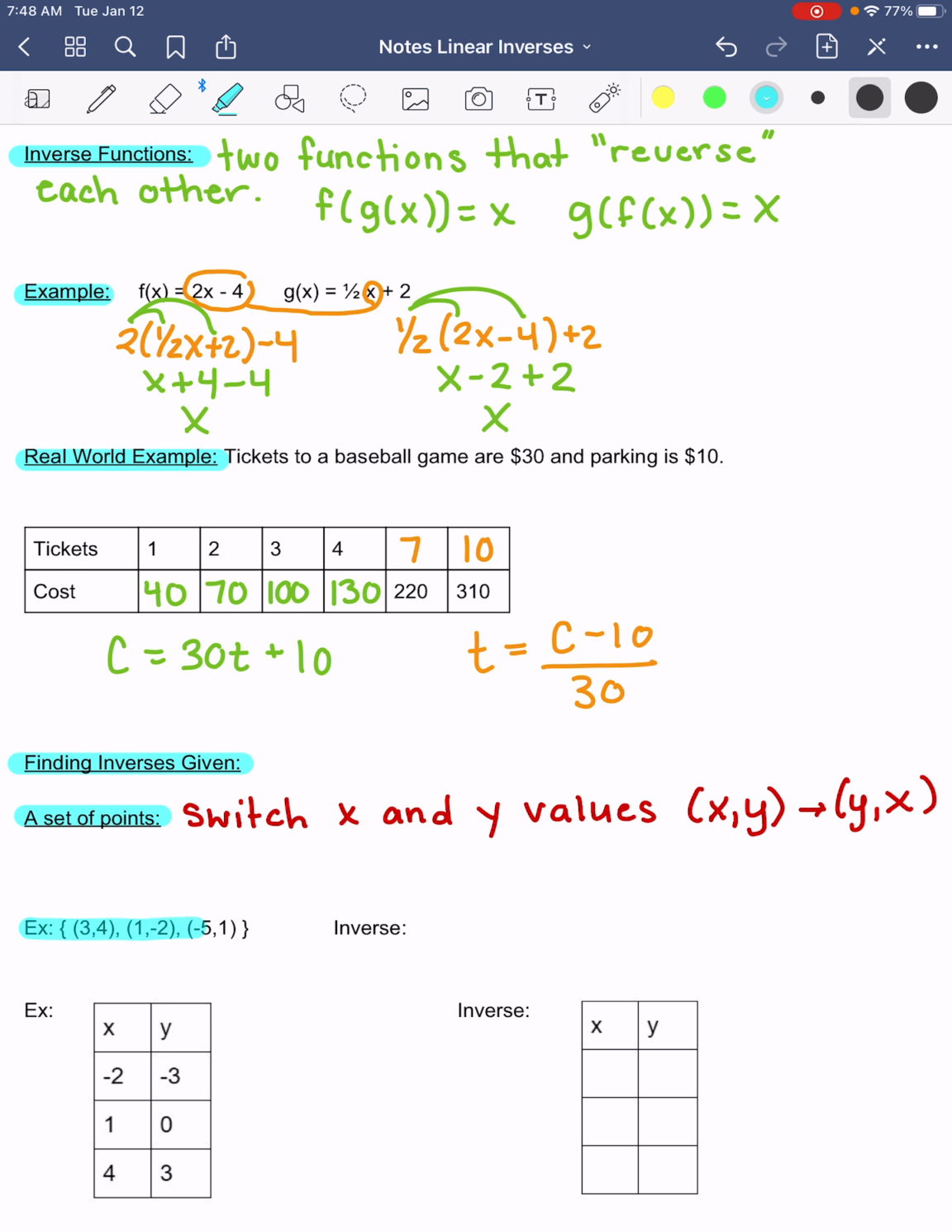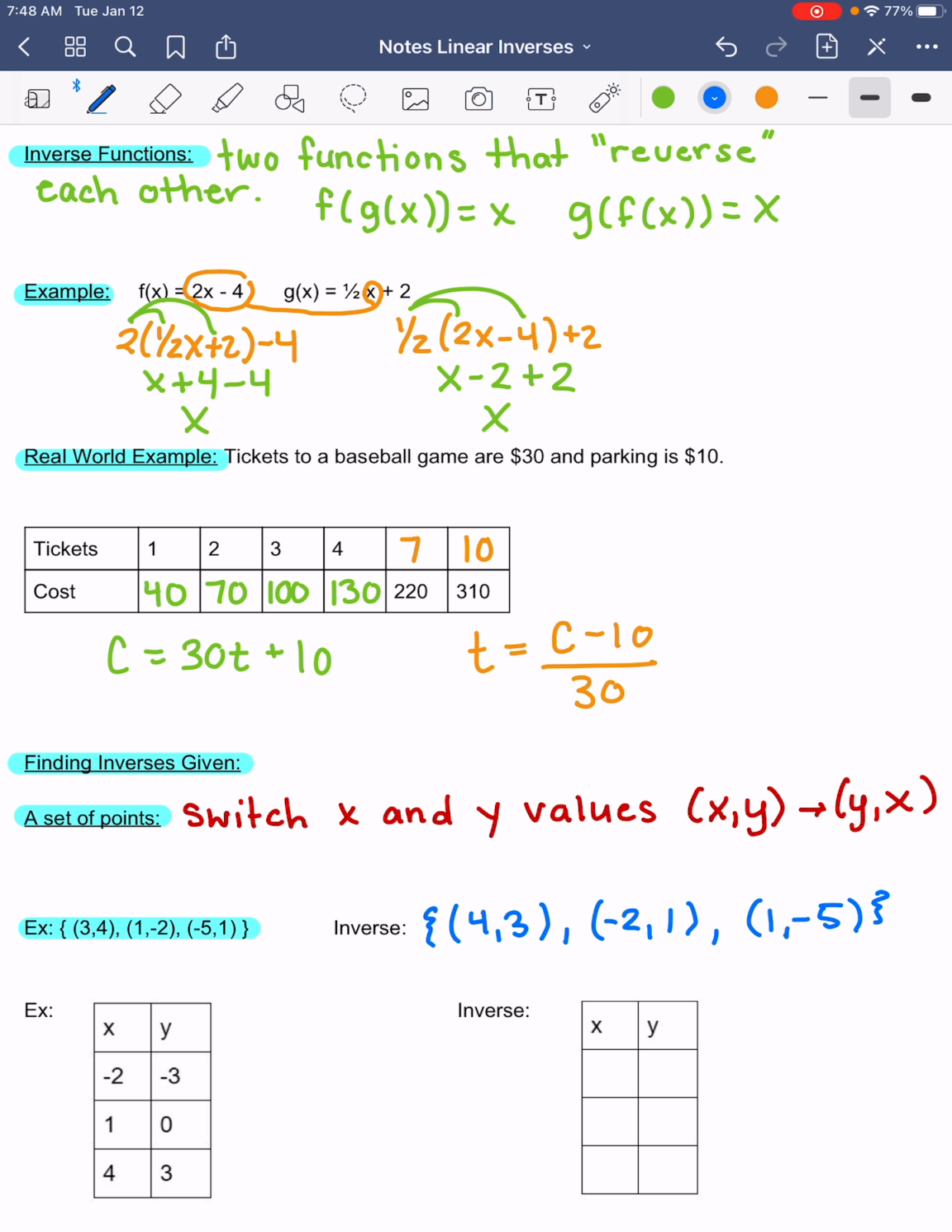First example, it gives us just a little set. It has the points 3 comma 4, 1 comma negative 2, negative 5 comma 1. The inverse, like I said, is pretty easy to find. We're just going to write it still as a set. There were 3 points in the original, so there's going to be 3 points for the inverse. All you have to do is switch x and y. The first point is 3 comma 4, so I switch that and make it 4 comma 3. The next point was 1 comma negative 2, so I switch it to be negative 2 comma 1. So the signs go with it. Negative 5, 1 becomes 1, negative 5. And that's it. That's all you have to do.